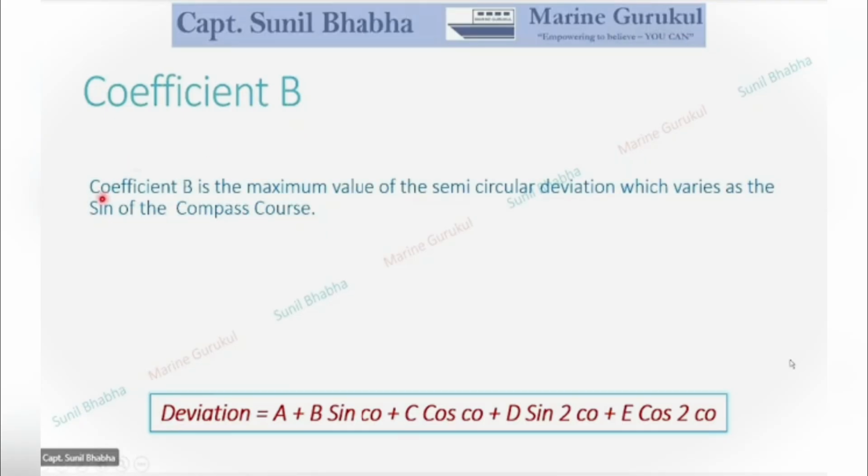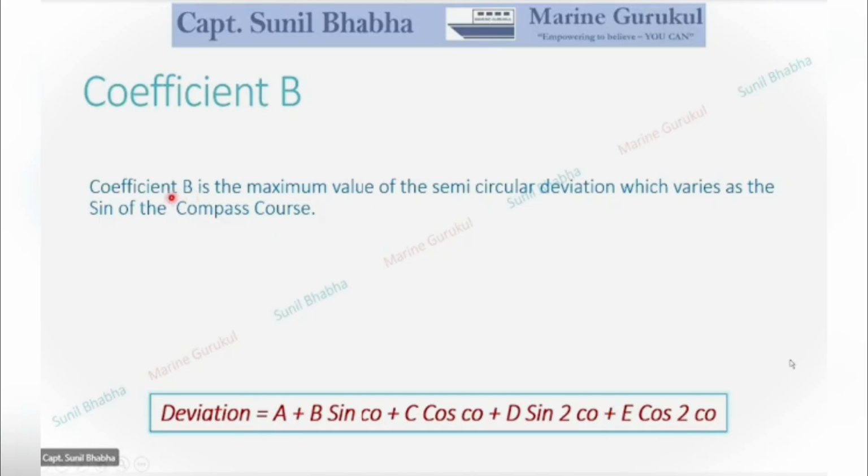The definition says coefficient B is the maximum value of the semicircular deviation which varies as the sine of the compass course. Now in the formula which I gave you, what is that part which is proportional to or which varies as sine of the compass course? It is the second part of the formula, that is B sine course. Now the maximum value of that deviation is what is coefficient B.